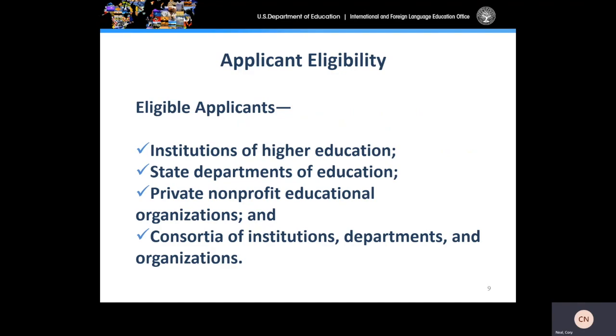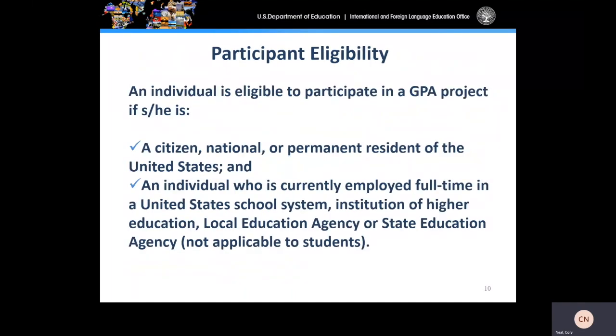An individual is eligible to participate in the GPA Short-Term Project if he or she is a citizen, national, or permanent resident of the United States, meaning that they have a green card, and an individual who is currently employed full-time in a United States school system, institution of higher education, local education agency, or state education agency. Also, individuals who are not currently employed and or studying full-time or its equivalent are not eligible. This program will allow a combination of teaching and studying at 100% total to be eligible.